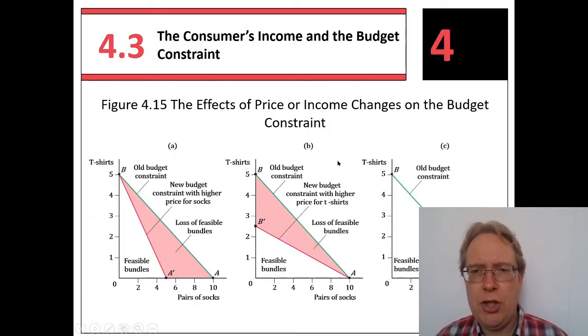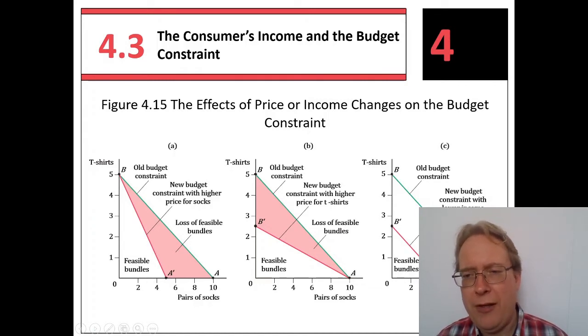Okay, last change. Again, this is the old budget constraint. What if my income is lower than before? The income is halved from 50 to 25. In that case, if I spend all my money on socks, I can only buy 5 pairs of socks now rather than 10 that I had before. If I spend all my money on t-shirts, I can only buy 2.5 rather than the 5 I bought before. So my whole budget line is going to shift inwards in this case.